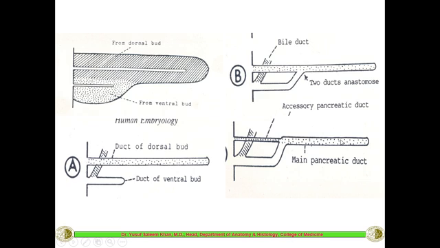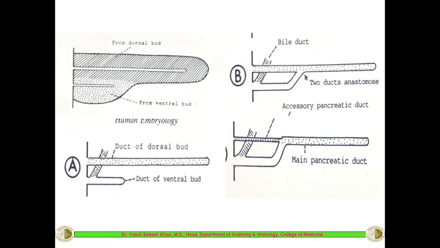Now most of the secretion from the head and neck, body, and tail of the pancreas will be drained through the initial part of the dorsal bud, then it joins with the ventral bud, and it will start opening here into the major duodenal papilla. And here is the bile duct, which is joining with the main pancreatic duct at the ampulla of Vater, and then opens into the major duodenal papilla. So this is how the main pancreatic duct is developed, and this is the accessory pancreatic duct. So this is about the development.